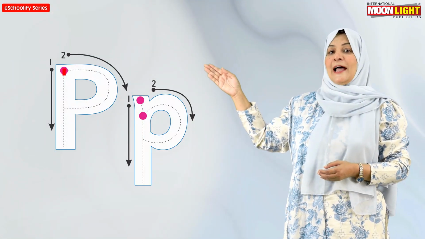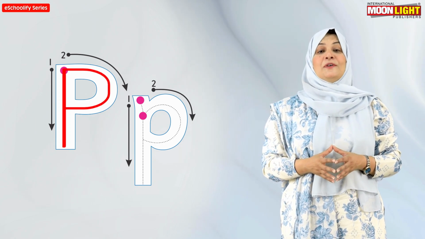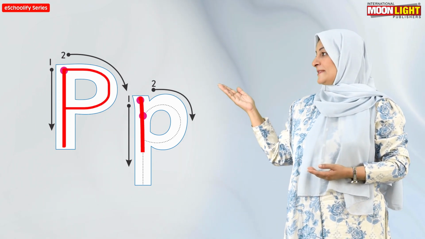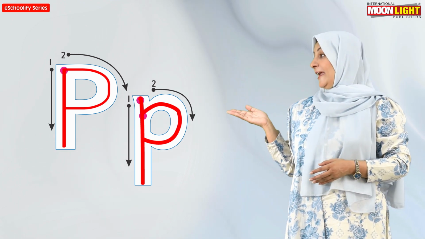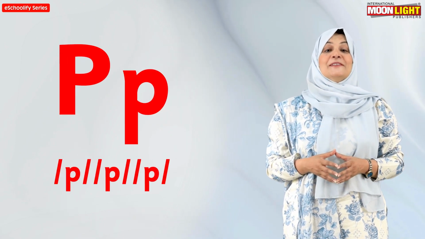Start from the first line, come straight down, make semicircle, it will make capital P. Start from second line, come straight down, make semicircle, it will make small p. The letter name is P. The sound of P is P.